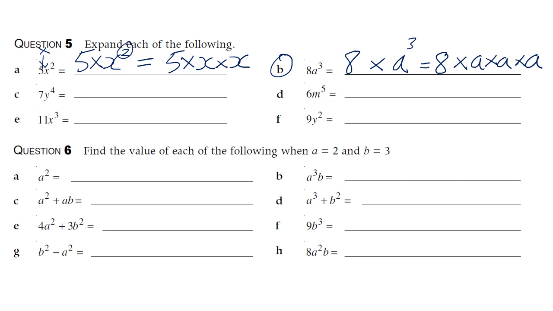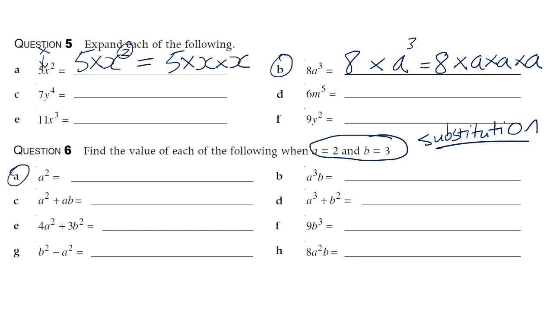Let's work on question 6. Find the value of each of the following when a equals 2 and b equals 3. This is another type of what we call substitution problem. What we want to do is replace the letters with the number. For example, let's do 6a. A squared: we're going to replace the a by 2, which means 2 squared. What is 2 squared? 2 times 2 equals 4.